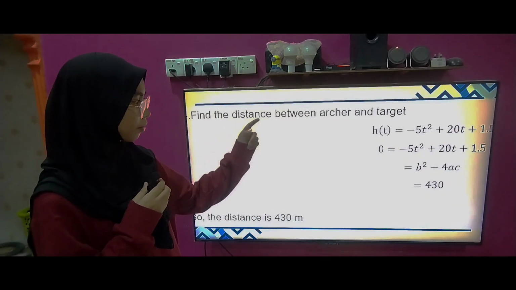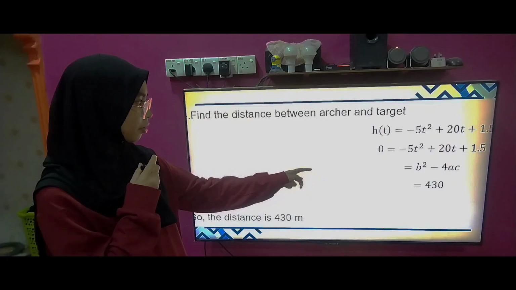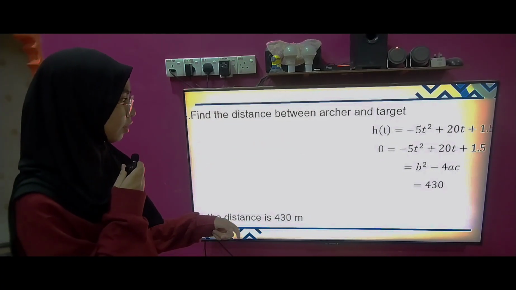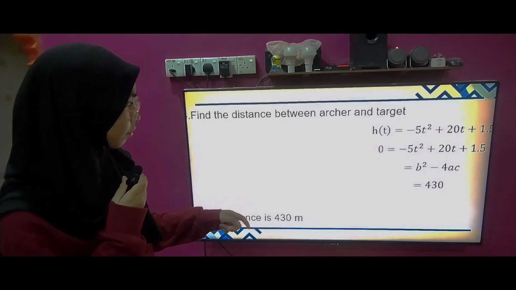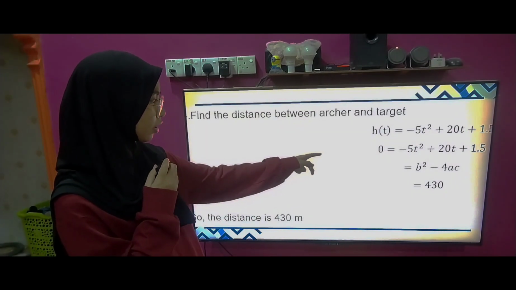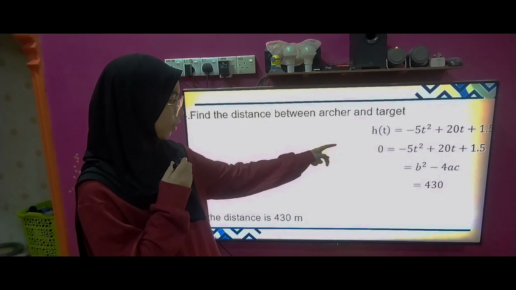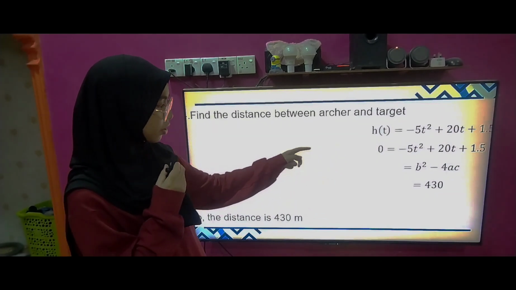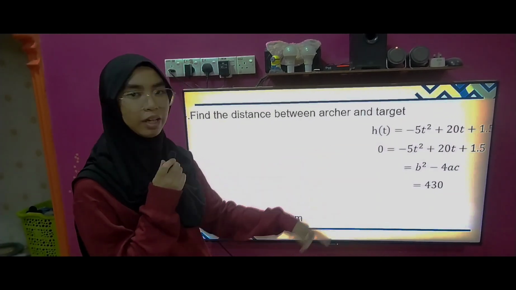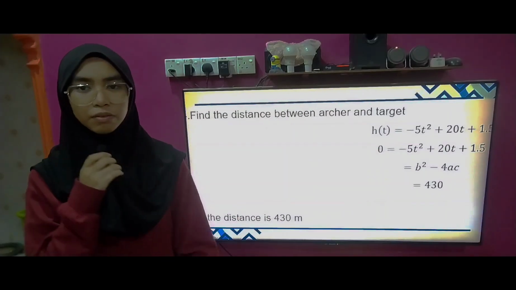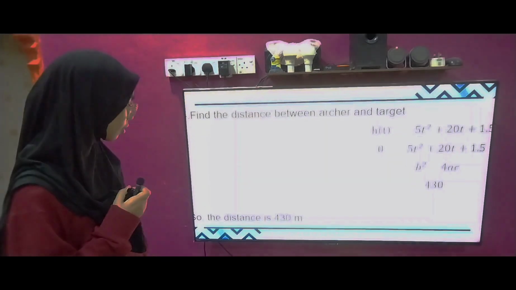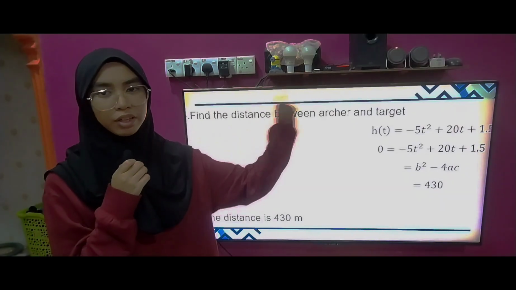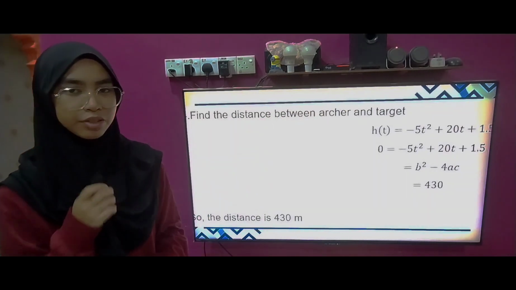So now we'll find the distance between the archer and the target, which we can find by putting in the equation b squared minus 4ac. As you can see, we substitute the value 0 is equal to -5t squared plus 20t plus 1.5. And the b squared minus 4ac, when we substitute that value, we'll get 413. So the distance between the archer and the target is 430 meters.